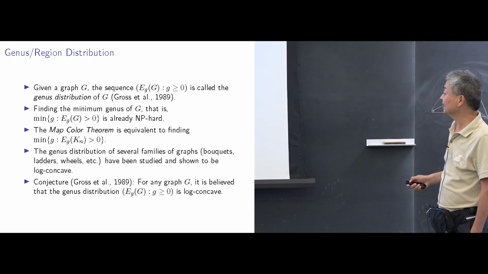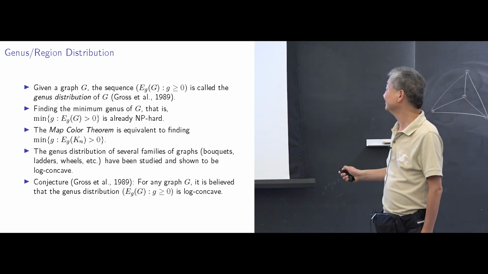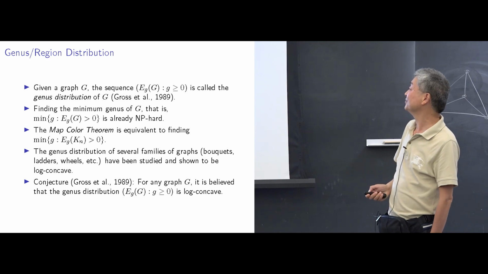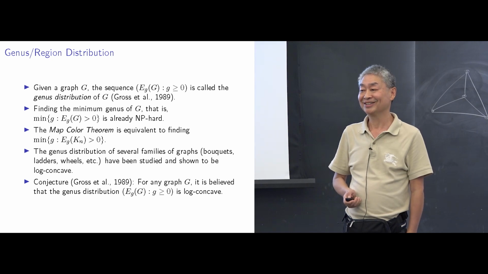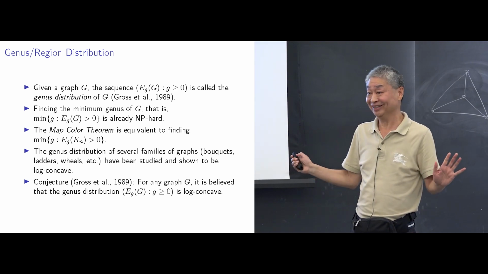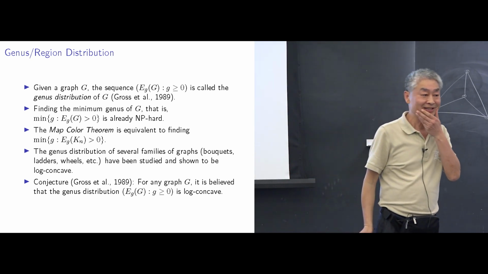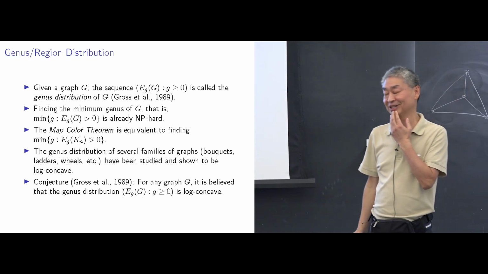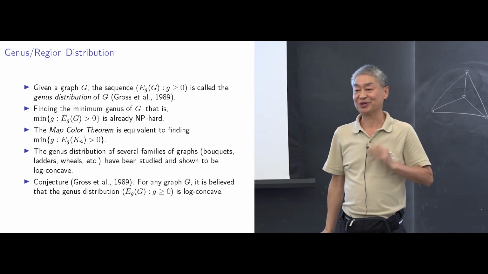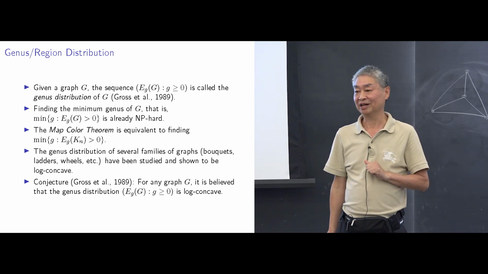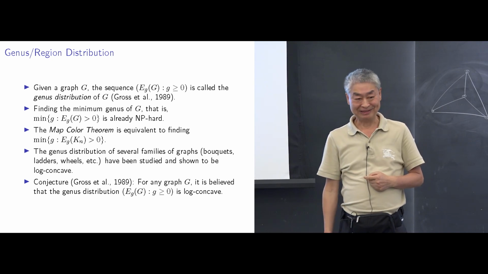And they actually give a conjecture in that paper saying that for any graph G, this genus distribution is log concave. It's a very strong statement. It's still open until today, and I don't think any kind of counterexample has been found. So in a certain sense, there's an analog to the chromatic polynomial. Look at the coefficients. That's log concave. That was a difficult conjecture, only proved several years ago, right?